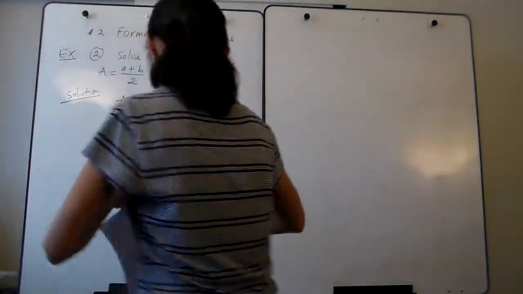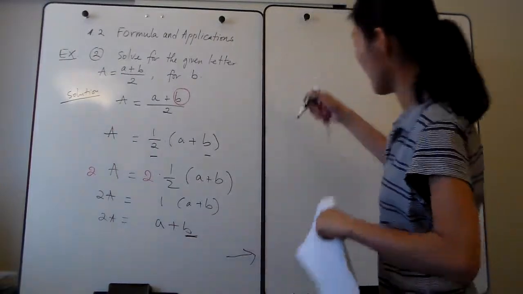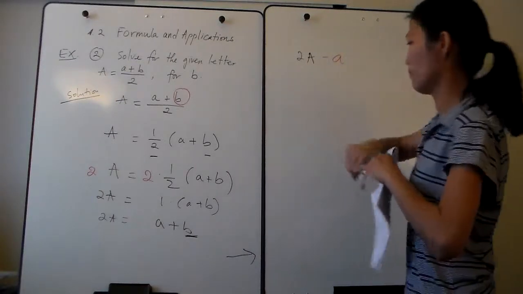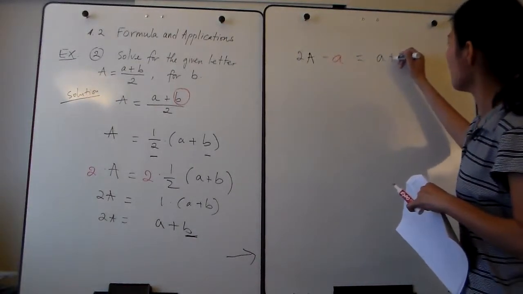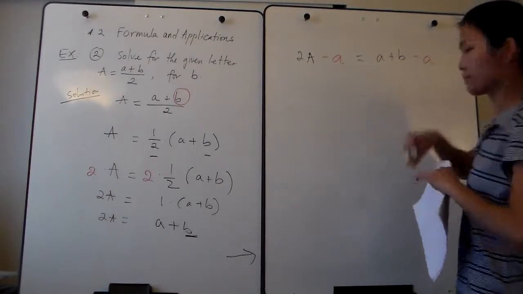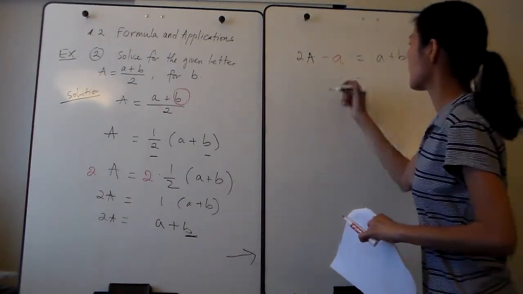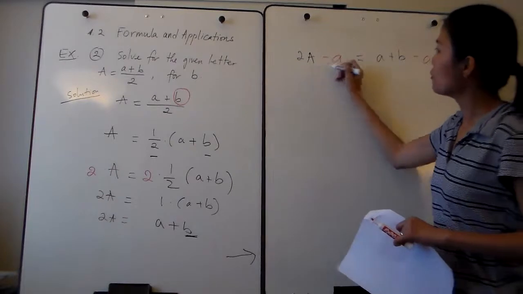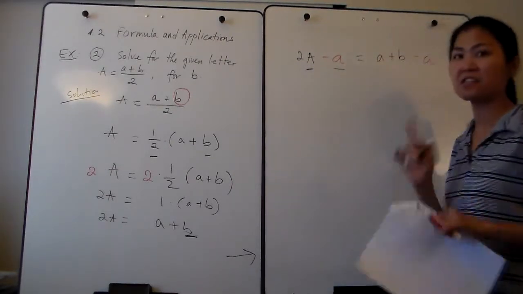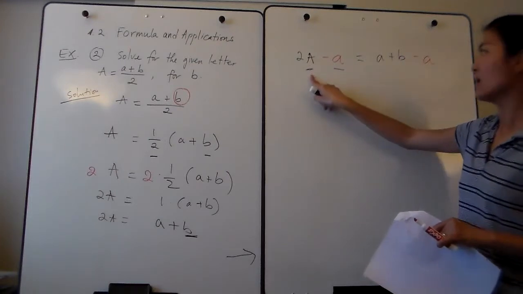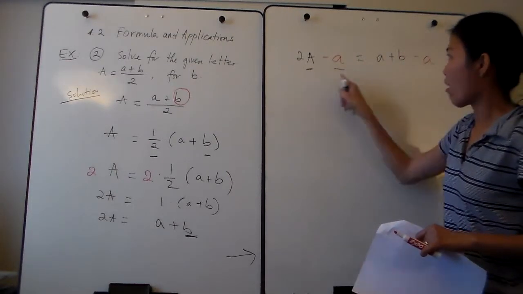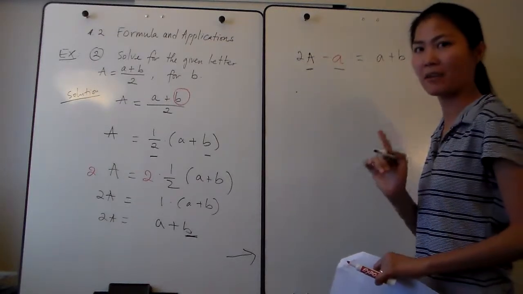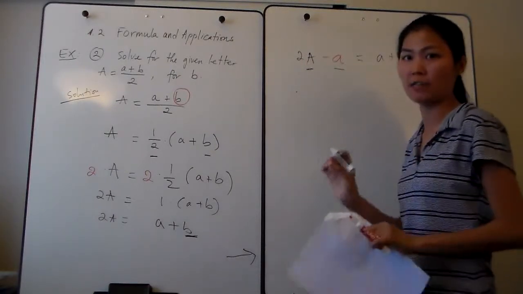So let me continue from here to here. So 2a, I'm going to subtract a on both sides, equal to a plus b, subtract a. Simplify again. Now, make sure you see that these two variables are different. This is the capitalized letter A. They are different. They're not the same variables. So do not combine them. If you combine them, it's incorrect.